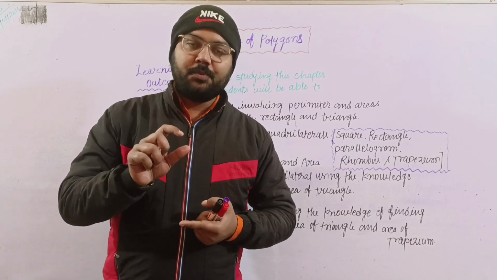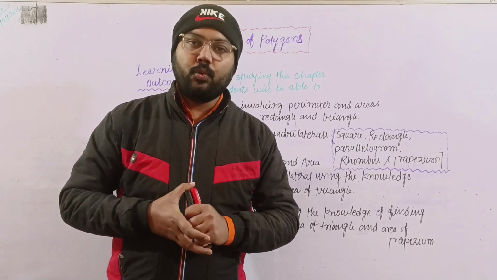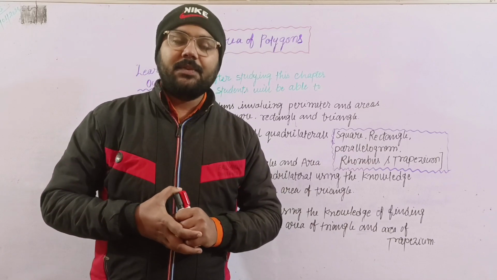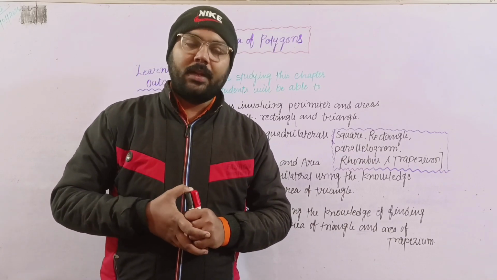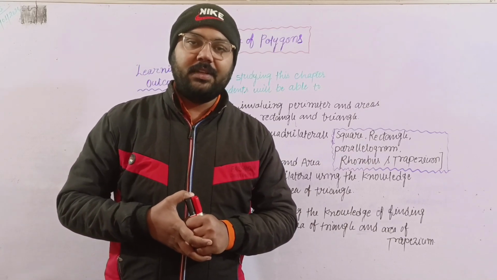So I'm moving on to the first point. What is polygon? Polygon is a 2D geometrical shape that has a finite number of sides connected to one another end to end. This is the definition of polygon.